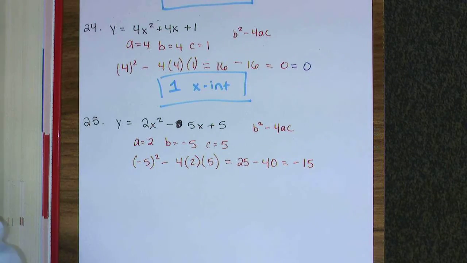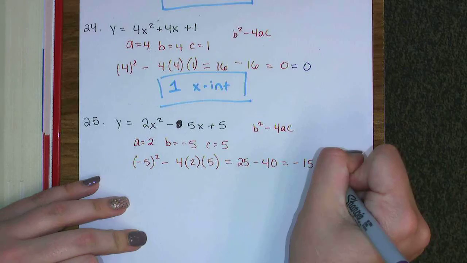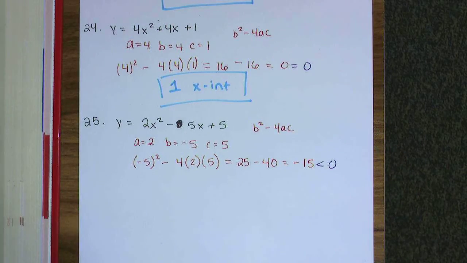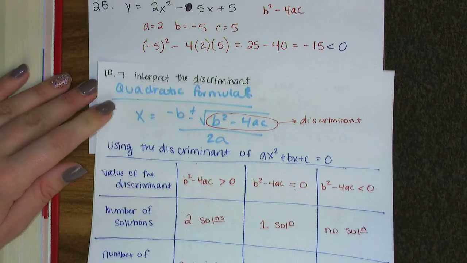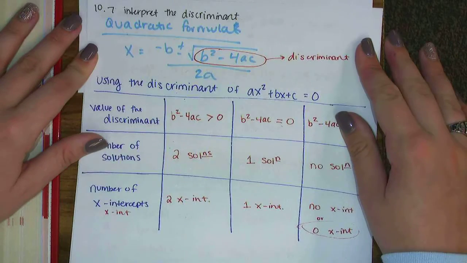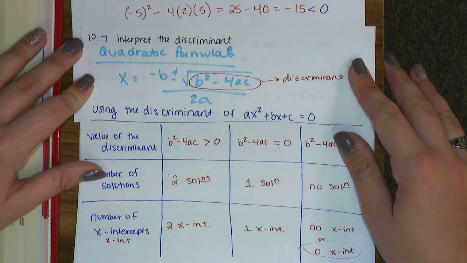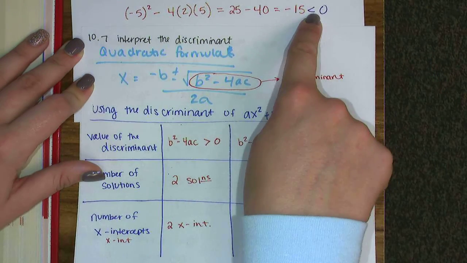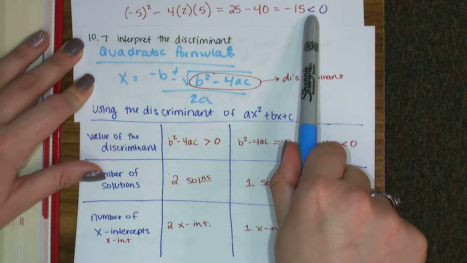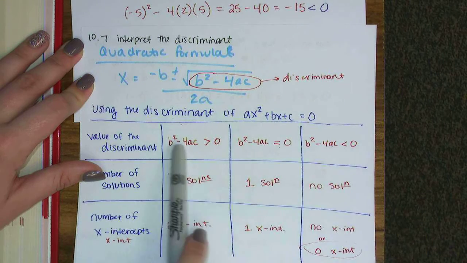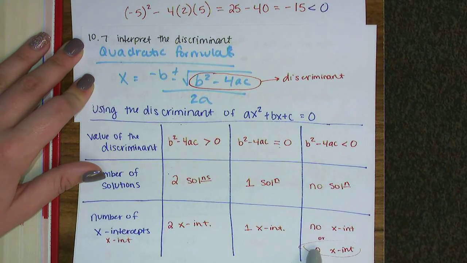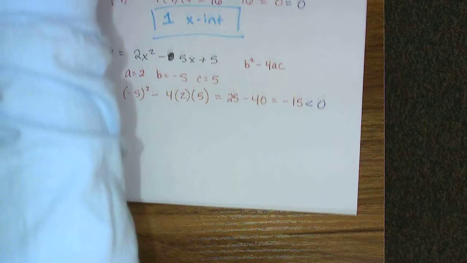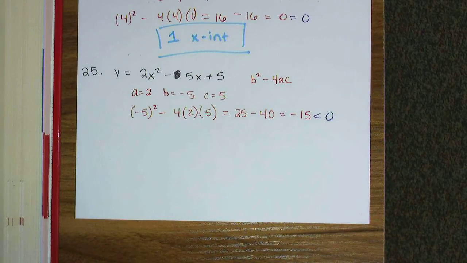Negative 15 is less than 0. So back over here to our chart. Make sure we can still see everything. There we go. We're less than 0. If we're less than 0, come down here and drop down to the x-intercepts. Because your book writes it this way, I'm just going to write 0 x-intercepts, because they just write the number 0.